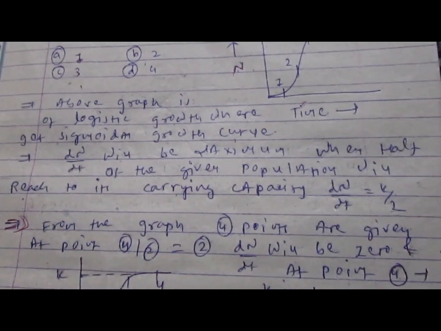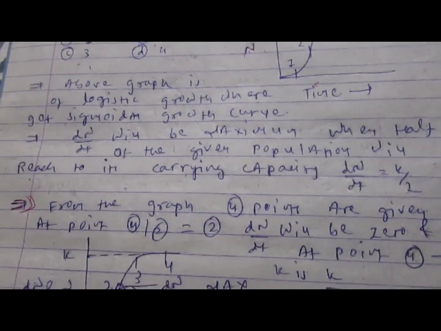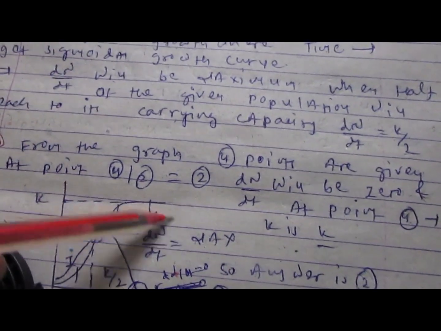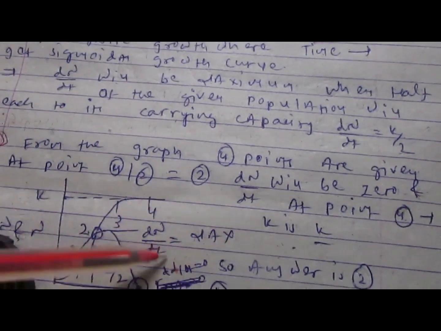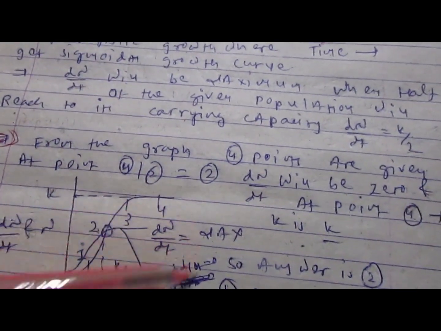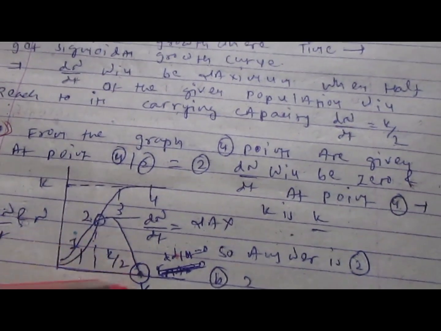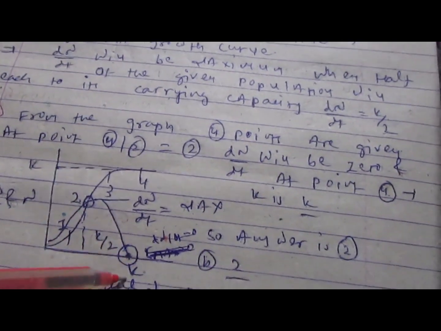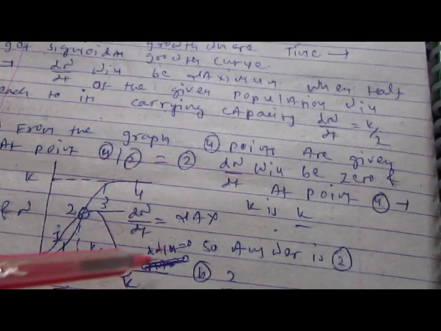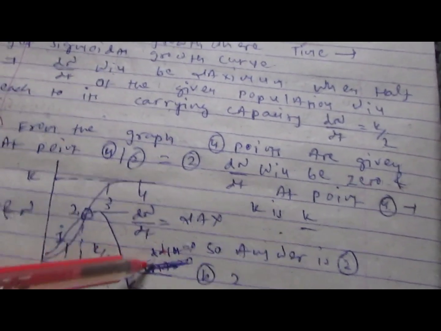From the graph, at the point where the maximum growth rate is given, dN/dt is at its maximum. At point 2, dN/dt is maximum, where the population reaches half of the carrying capacity. And at point 4, dN/dt will be 0, where the population is at its maximum carrying capacity.